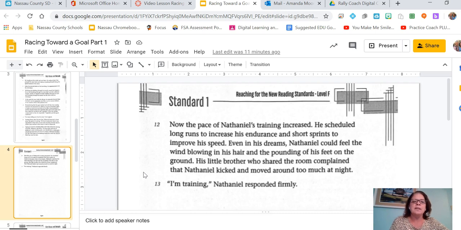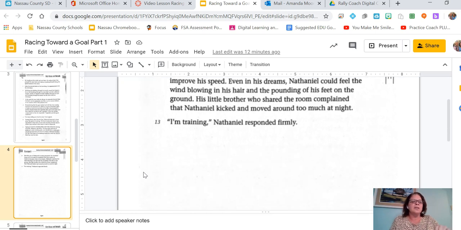Even in his dreams, Nathaniel could feel the wind blowing in his hair and the pounding of his feet on the ground. His little brother, who shared the room, complained that Nathaniel kicked and moved around too much at night. "I'm training," Nathaniel responded firmly.